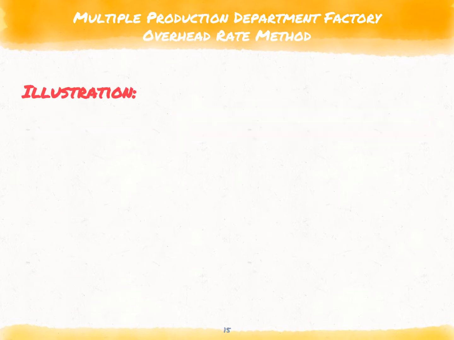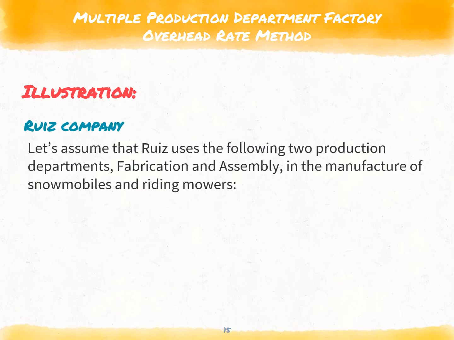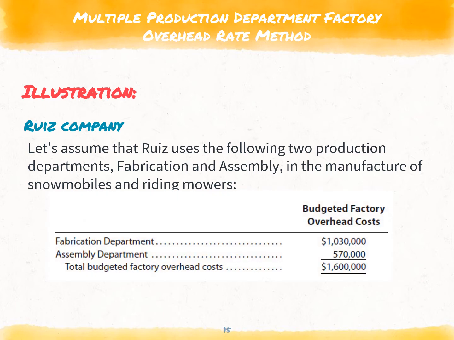To illustrate the multiple production department factory overhead rate method, the prior illustration for Ruiz Company will be used. Let us assume that Ruiz uses the following two production departments in the manufacture of snowmobiles and riding mowers: the fabrication department, which cuts metal to the shape of the product, and the assembly department, which manually assembles machine pieces into a final product.